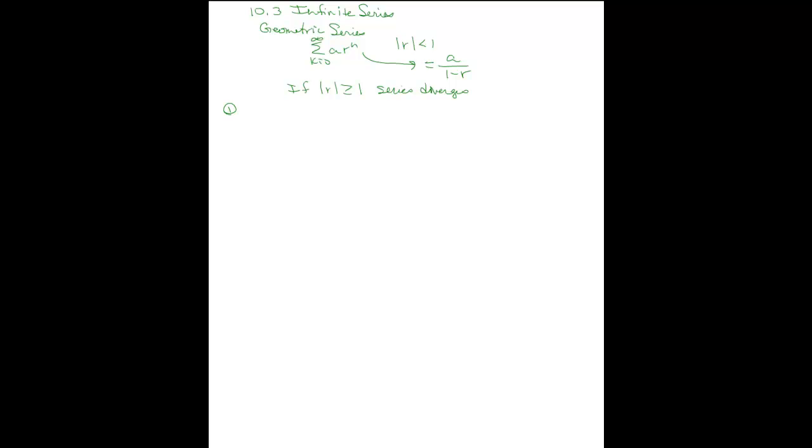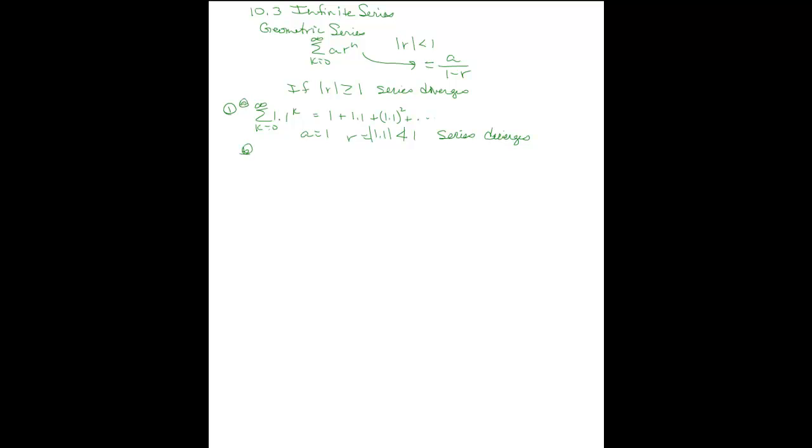So example 1, part A, summation k equals 0 to infinity 1.1 to the k. I always suggest that you write down the first couple terms so you know what's going on. When you stick in 0, you get 1.1 to the 0 is 1. Then you stick in 1 and you get 1.1. Then you stick in 2 and you get 1.1 squared, and so on. So your first term is 1, but your ratio is 1.1, and that is not less than 1, so the series diverges. And of course, if it diverges, you cannot come up with its sum.